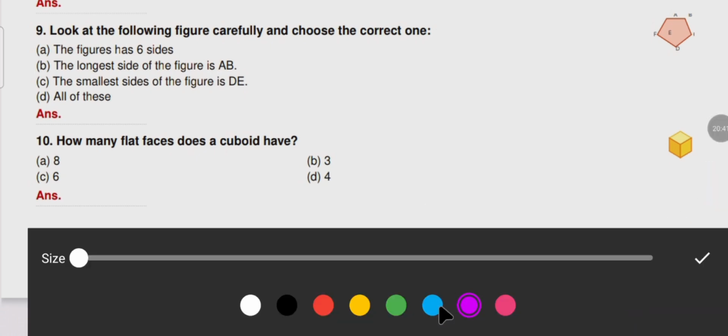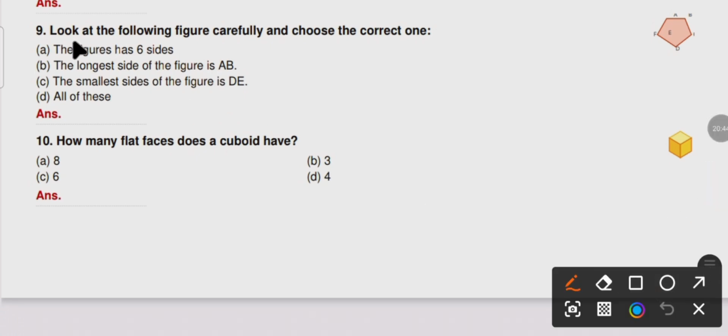Now in this question, we have to look at the following figure carefully and choose the correct one. This is the figure and we have to check this figure and find the correct option. So first, the figure has 6 sides. So let's start. Count 1 2 3 4 5 and 6. 1 2 3 4 5 6.